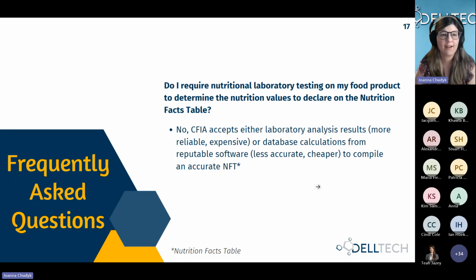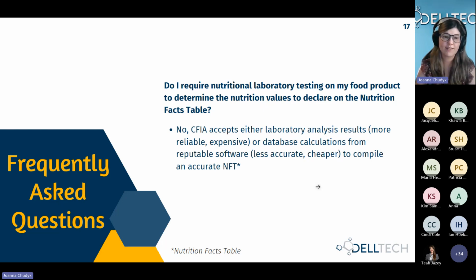So the next question we have is, do I require nutritional laboratory testing on my food product to determine the nutrition values to declare on my nutrition facts table? So currently, no, there are no requirements that state you need to have your product analyzed by a laboratory to determine the exact nutritional information of your product. So you can choose either or. There are, of course, pros and cons to both methods.